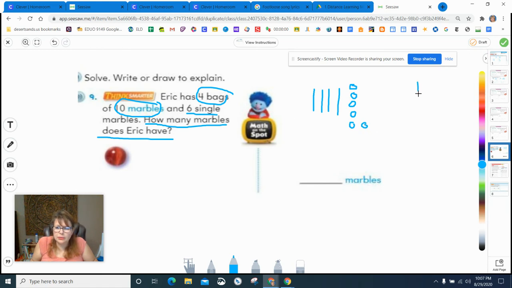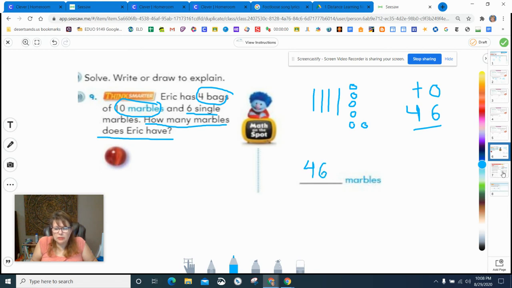So I'm going to draw T-O because when I do that, I know that I can put the digits in the correct place. So I look at my tens and I know the lines are the tens. So I have 1 ten, 2 tens, 3 tens, 4 tens. So I'm going to put 4 under the T. And then I count 1, 2, 3, 4, 5, 6 ones. So I'm going to put 6 in the ones place. So now I know that he has 46 marbles. So my answer is 46.